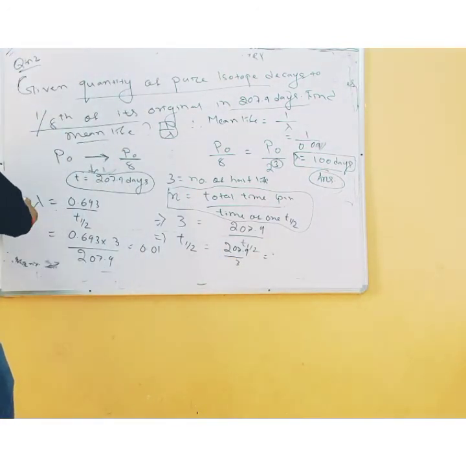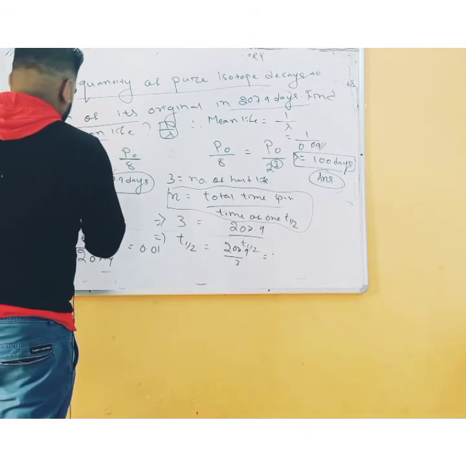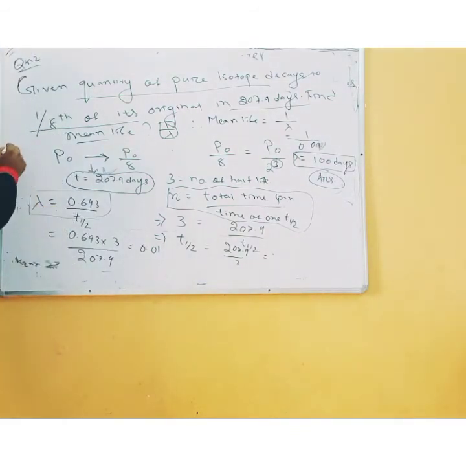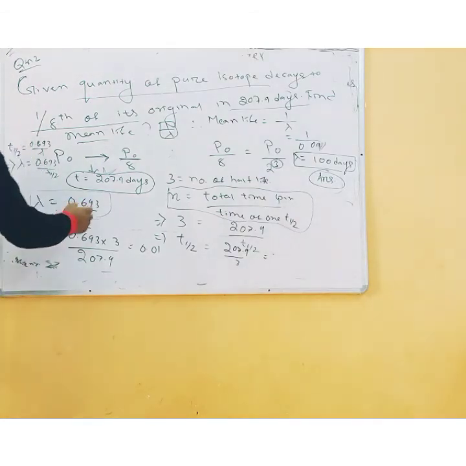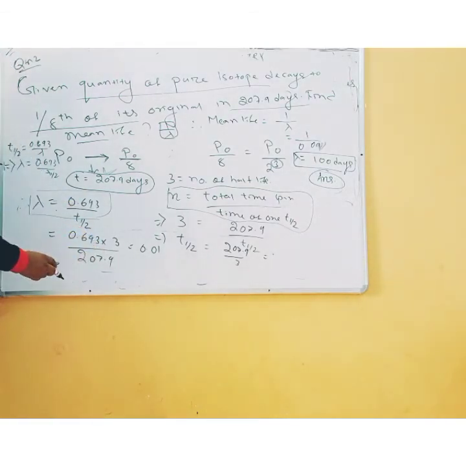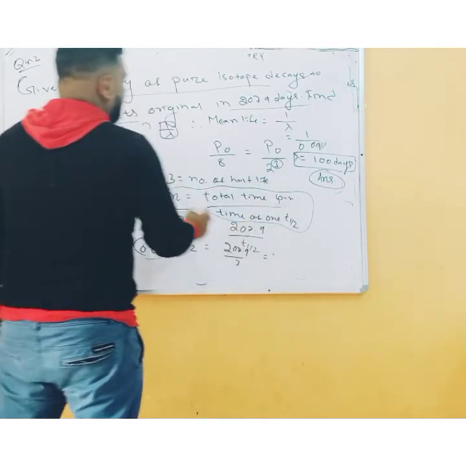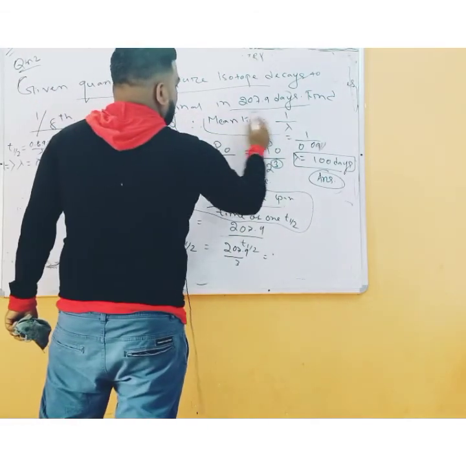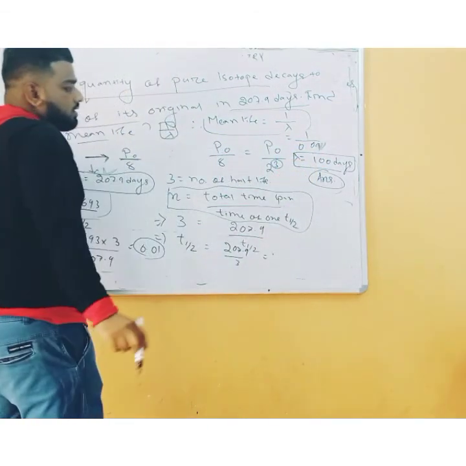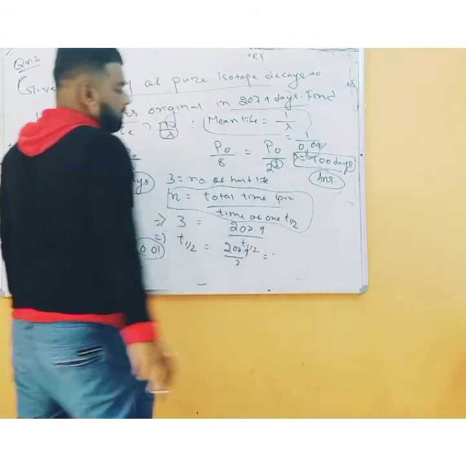Now lambda is equal to 0.693 by t half, because t half is equal to 0.693 by lambda. So the value will be 0.01. Now we have to calculate 1 by lambda, because mean life is equal to 1 by lambda. So 1 by 0.01 is equal to 100 days, and 100 days is the answer.